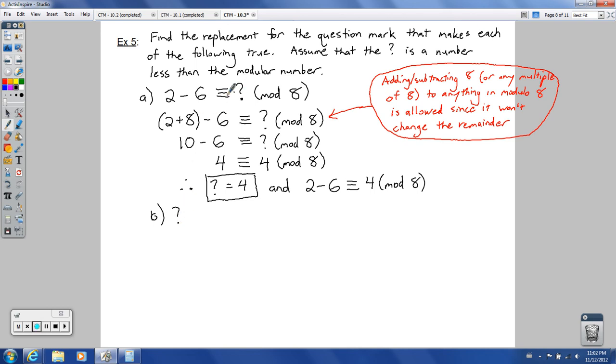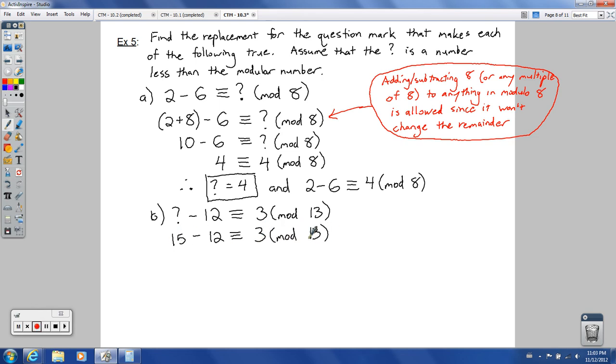Alright, so let's check out a second example similar to that, but a little twist here. Now the question mark's not here anymore, it's going to be right here instead. Something minus 12 is congruent to 3 mod 13 now. So can you think of a number that could go in here that would work? Well, if you said 15, I'd say okay, but the question mark has to be a number that's less than the modular number.